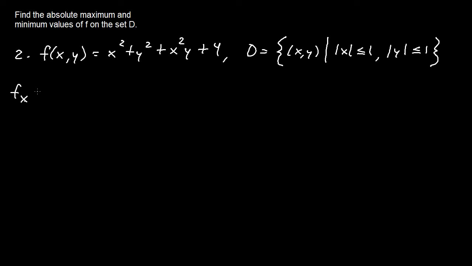So f sub x, the partial derivative of the function with respect to x. The derivative of x squared is 2x, the derivative of y squared is 0, the derivative of 4 is 0, and the derivative of x squared times y is going to be a positive 2xy. And now, we'll go ahead and set that equal to 0.